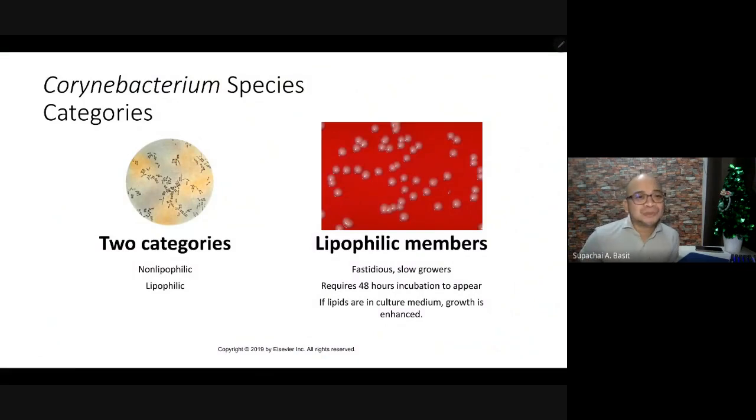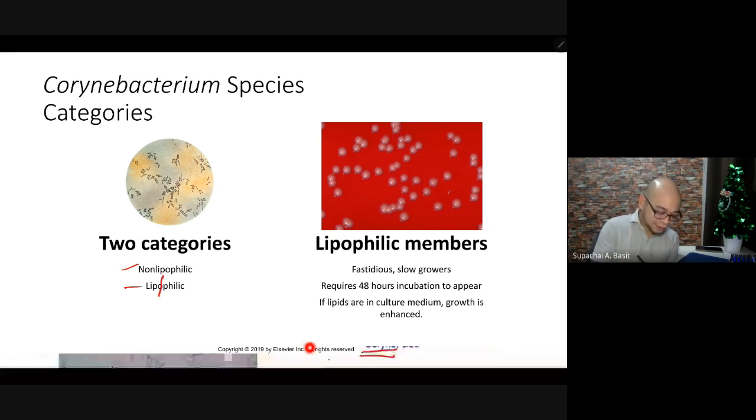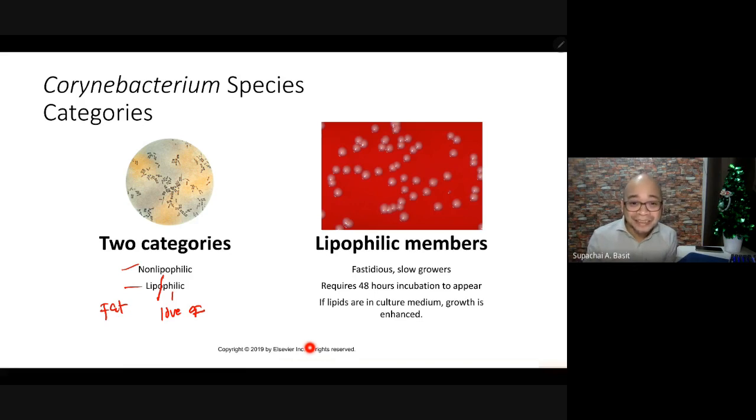There are two categories of Corynebacterium. We have the non-lipophilic and the lipophilic. When you say lipophilic, let's dissect the word. Lipo refers to fat or lipid. Philic is actually love of. So lipophilics love fats.